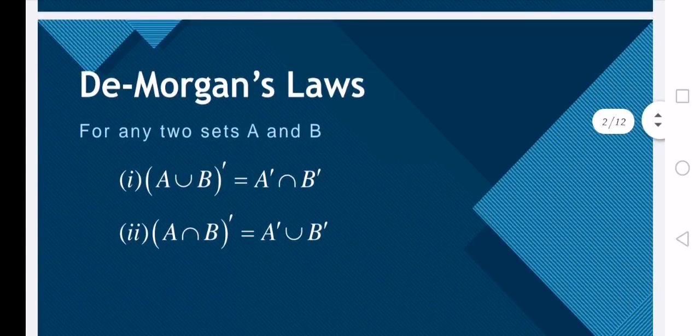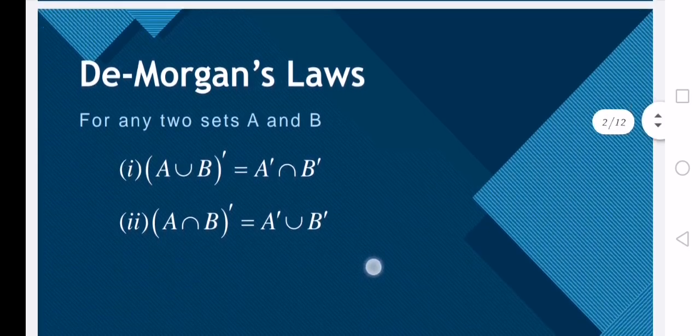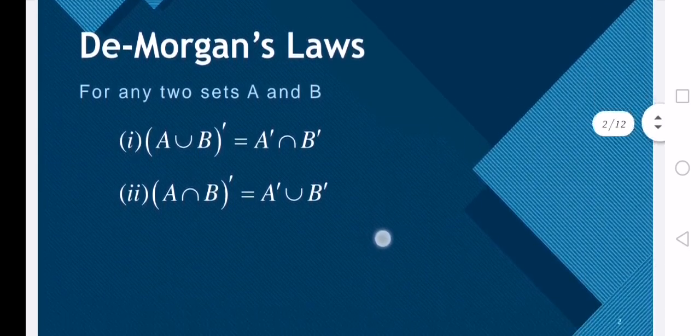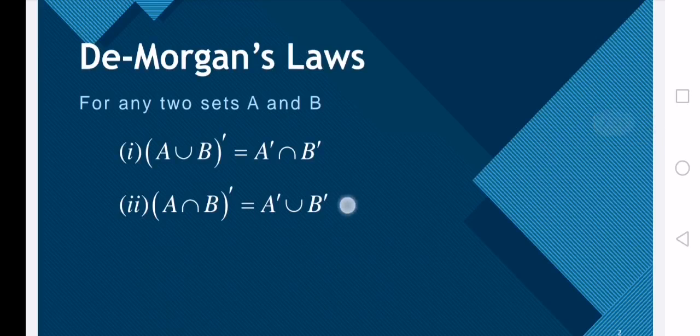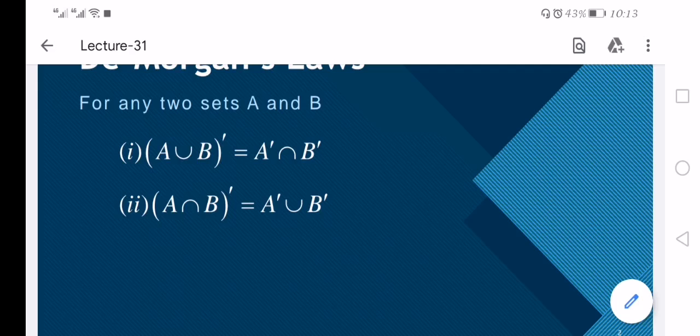Now, first we are going to discuss what De Morgan's laws are. For any two sets A and B, De Morgan's laws have two parts. The first one is A union B whole complement is equal to A complement intersection B complement. Then the second part is A intersection B whole complement is equal to A complement union B complement.